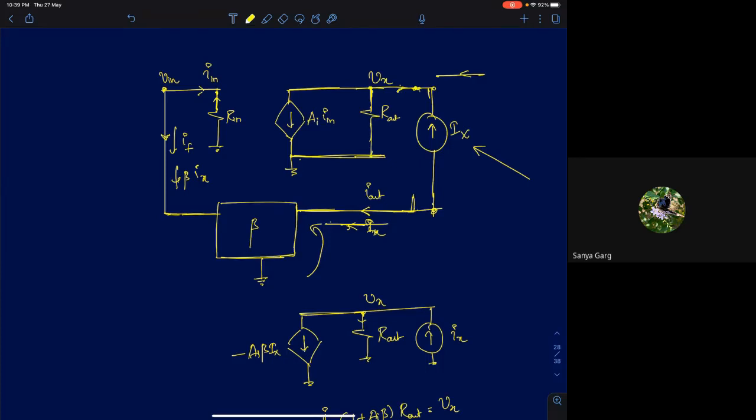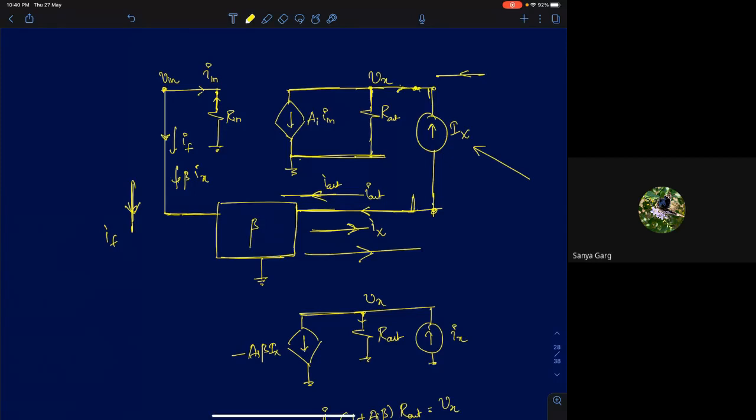So now, if this current is Ix, remember, look at the polarity. The direction of Ix is in this direction. So your IF here, previously if I out was in this direction, you are injecting IF in this direction. So look at the polarities here, Ix is in this direction, so IF was in this direction. But now I'm showing Ix in this direction, in the direction which is flowing away from the feedback network.